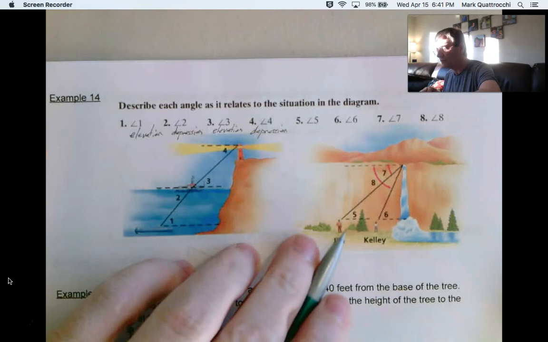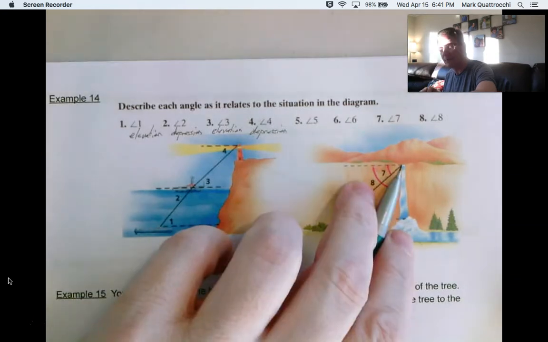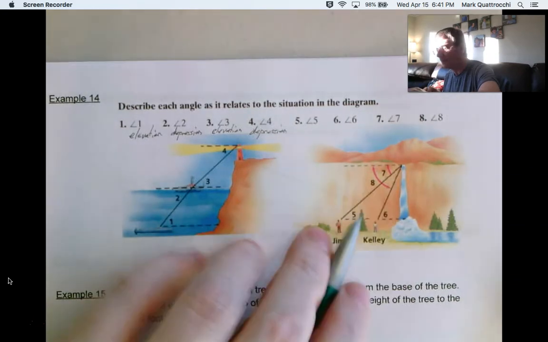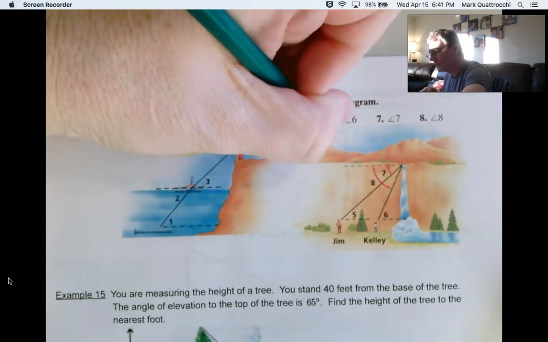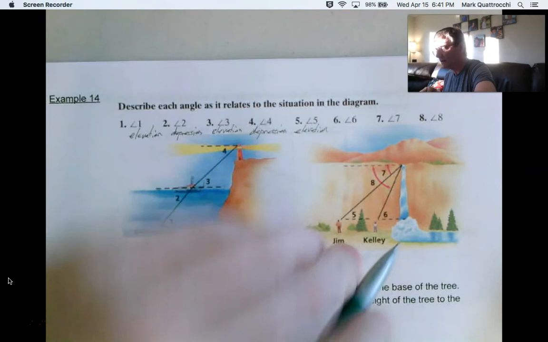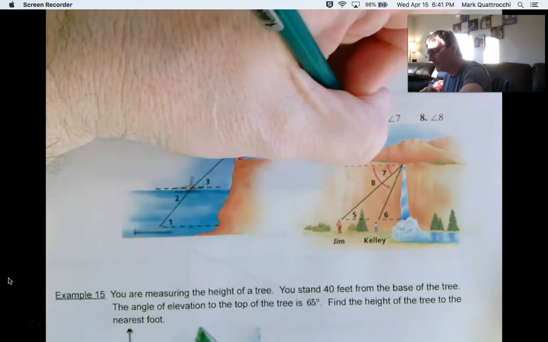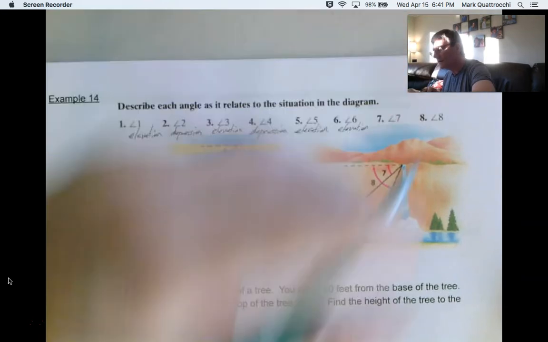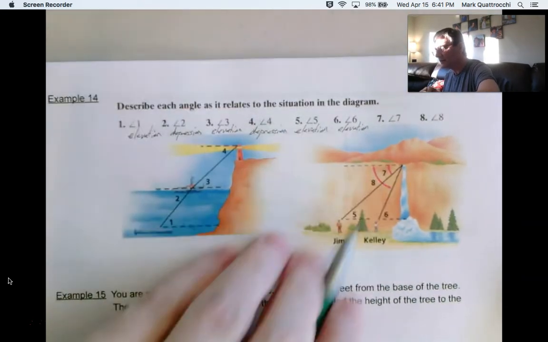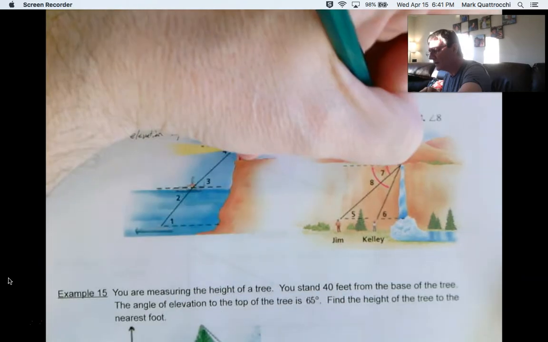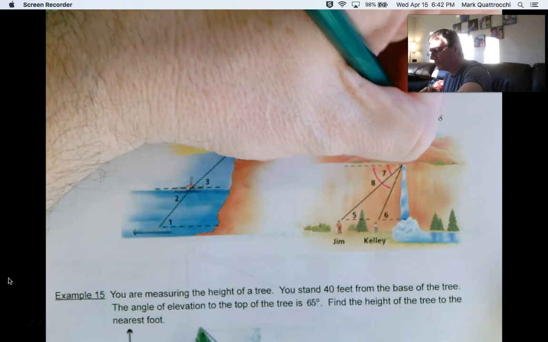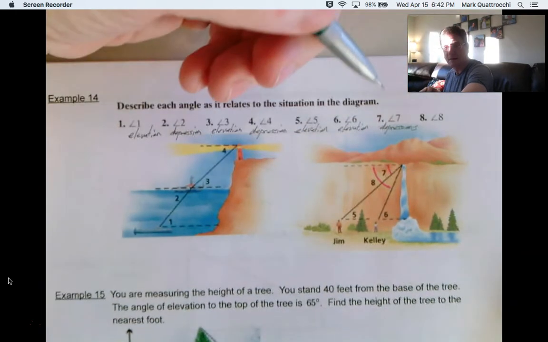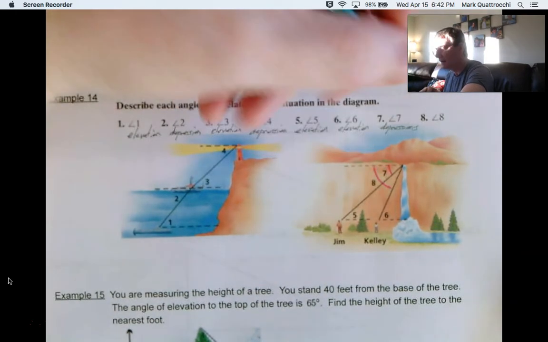Five, from Jim up to the top of the waterfall, elevation. Six, from Kelly to the top of the waterfall, elevation. Seven, from the top of the waterfall down to Jim, depression. And eight, from the top of the waterfall down to Kelly, again, depression.